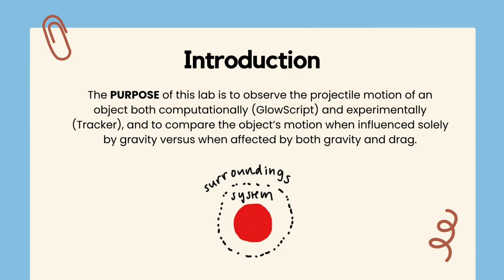The purpose of this lab is to observe the projectile motion of an object both computationally using GlowScript and experimentally using Tracker, and to compare the object's motion when influenced solely by gravity versus when affected by both gravity and drag. In this case, the system is the moving object, which is the red stress ball, and the surroundings is everything else such as the air around it, gravity, and air resistance.